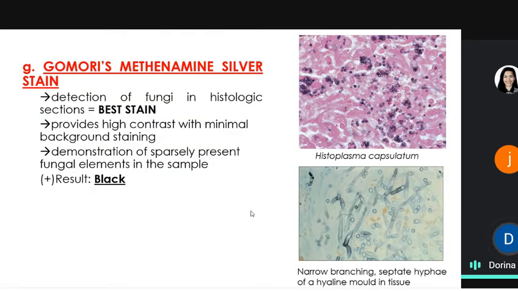Then the Gomori methenamine silver. This is the one that always colors all of your fungi black, so that it is the best stain for detection of fungi sa histologic section. So pag sinabi natin histologic sections, ano yung mga histologic sections na yan? Alex? Babaran? When we talk of histologic sections.